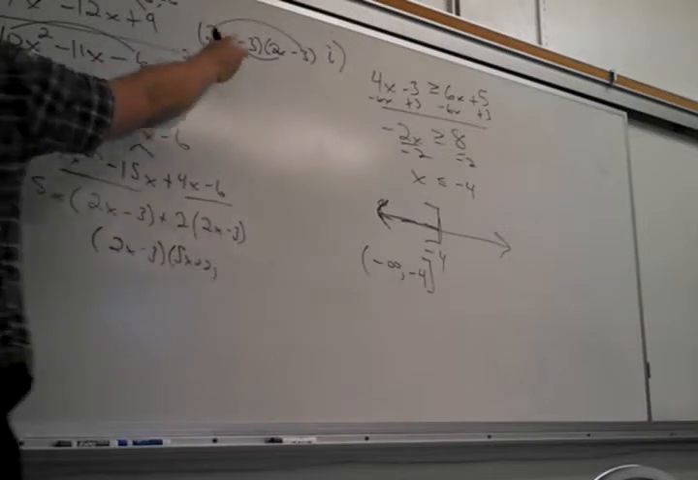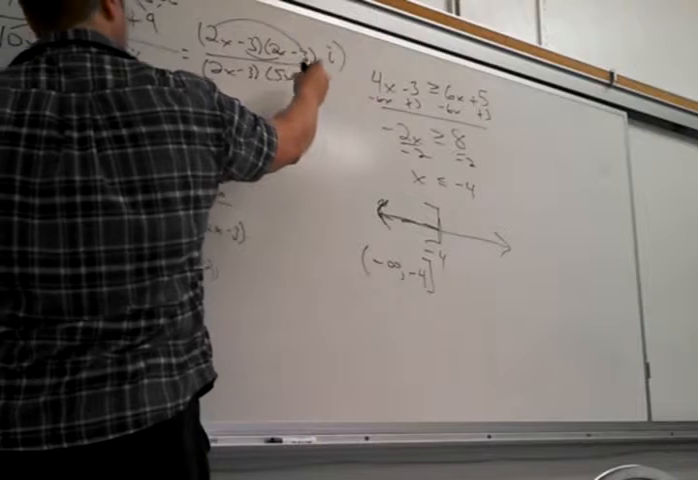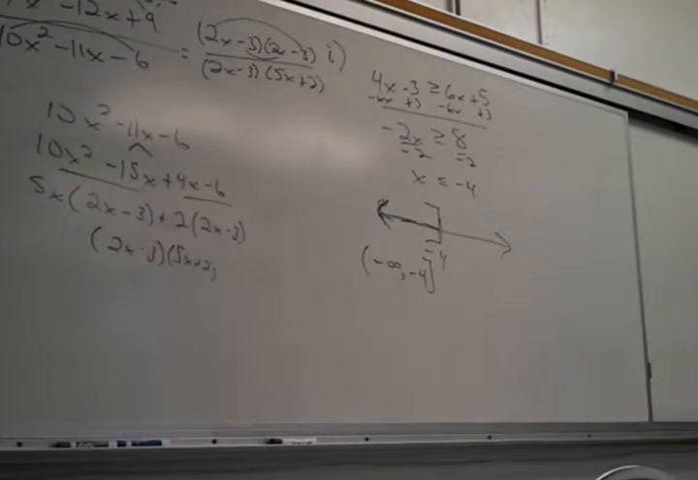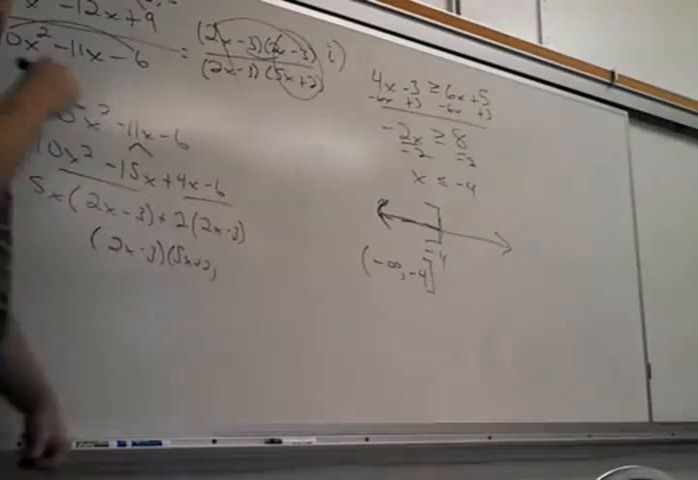All right, so let's go back up here. So now we got 2x minus 3, 5x plus 2 is your answer. And of course, what happens? Cancel. Yeah. So 2x minus 3. That's the answer.